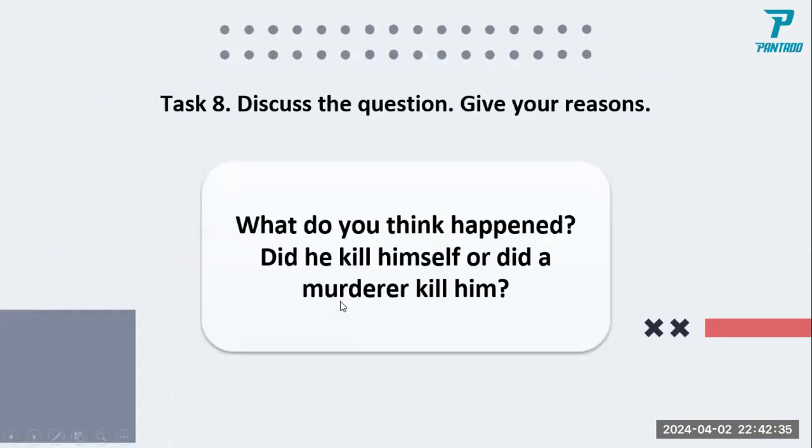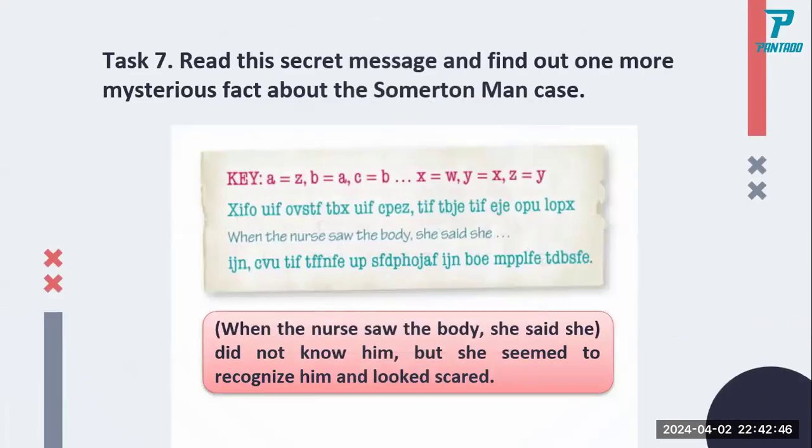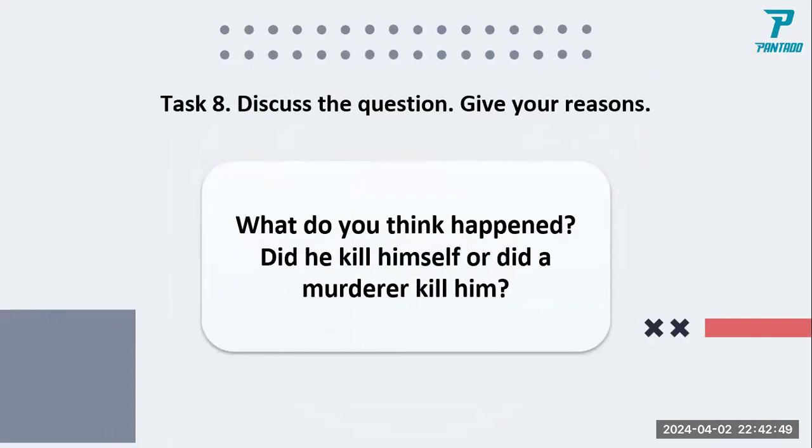It's hard. Okay. So what do you think happened? Did he kill himself or did a murderer kill him? Did you read the story, the Somerton Man case? I think a murderer killed him. Okay, a murderer killed him. So he did not commit suicide. Instead, somebody actually killed him.